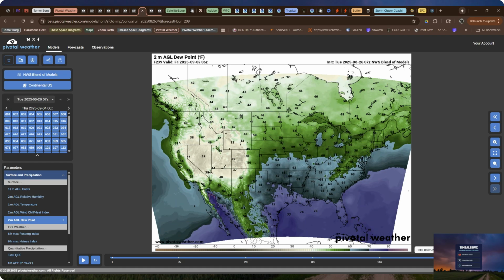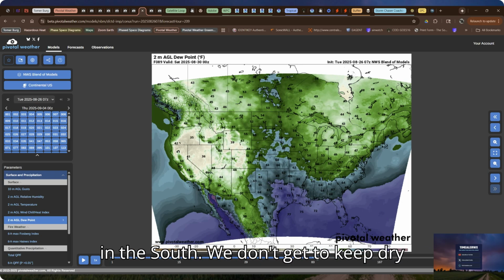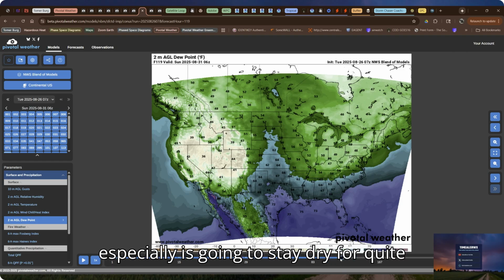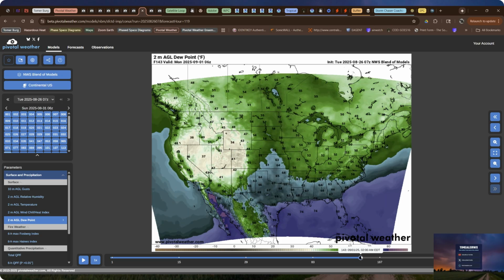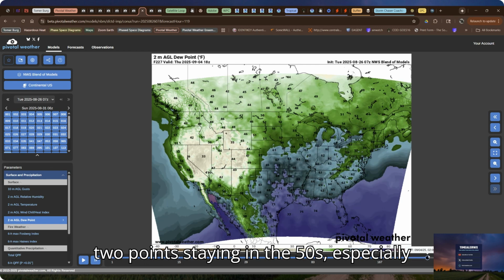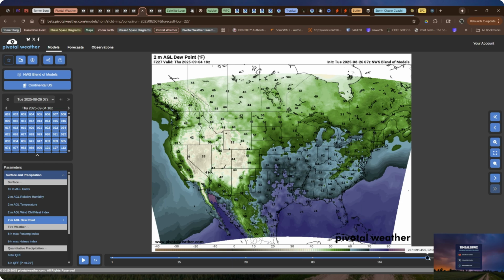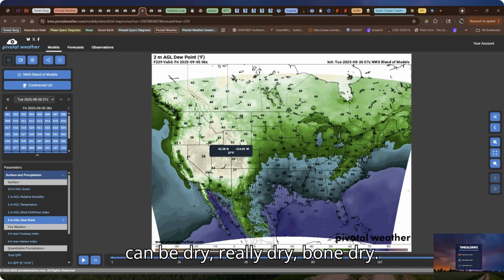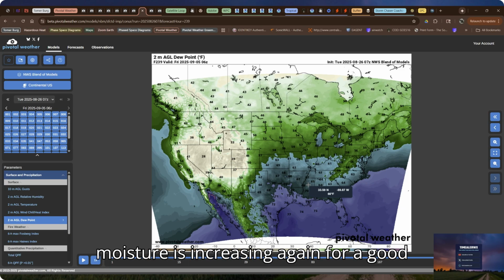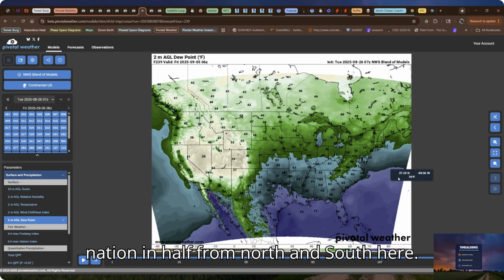Unfortunately, the way it is in the south, we don't get to keep dry air forever, but the northeast, especially, is going to stay dry for quite a while. I mean, dew points staying in the 50s, especially up here in the north and in the mountain west, of course. Can be dry, really dry, bone dry. So during the period, it seems like moisture is increasing again for a good portion of the nation, splitting it in half from north to south here.